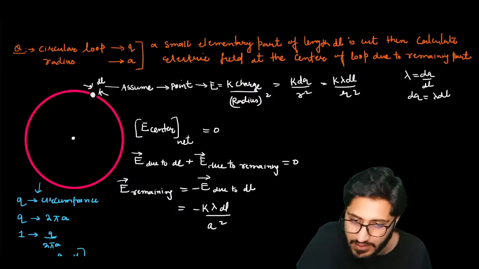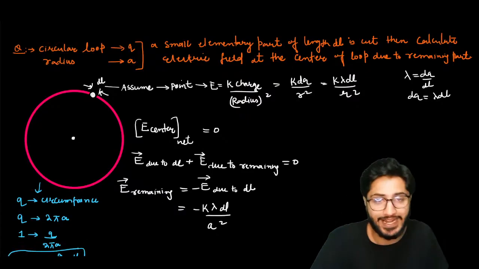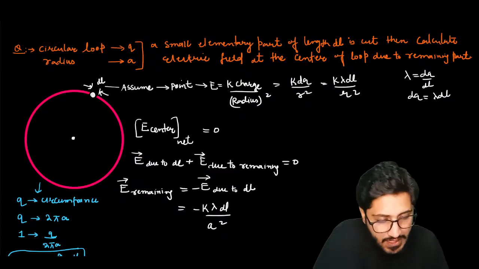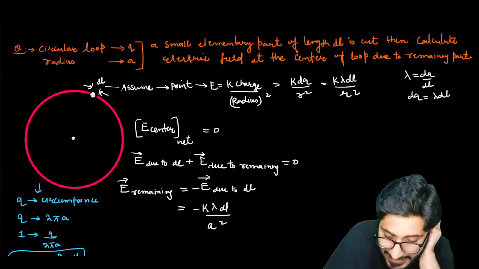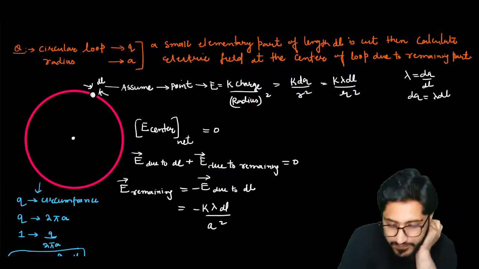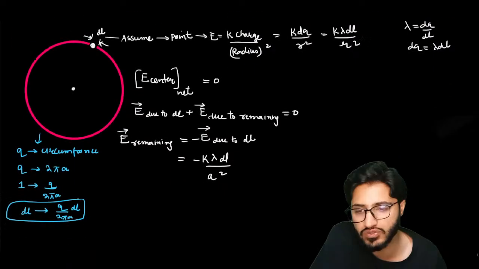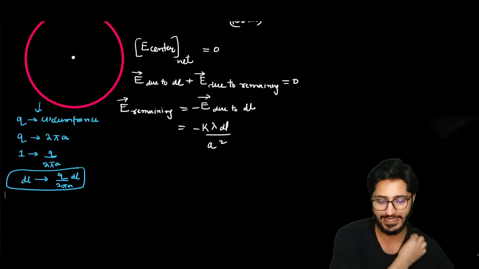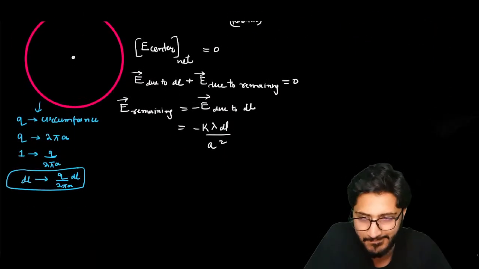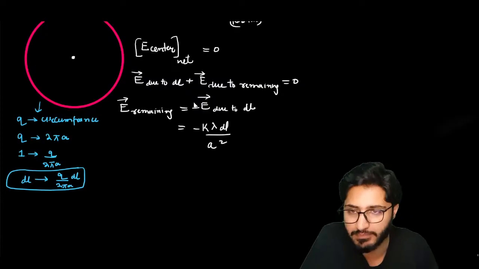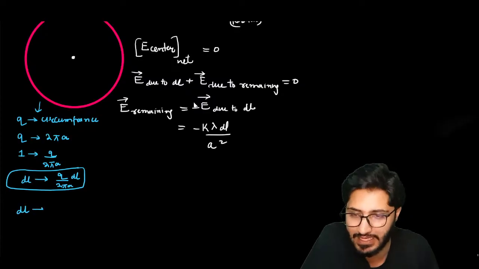Yes, sir. So instead of dl, I can write this one also. Look, my value came out to be dl equals q times 2 pi a dl. Then that means my length is dl. So in the dl portion, my charge dq is dq = q dl divided by 2 pi a.